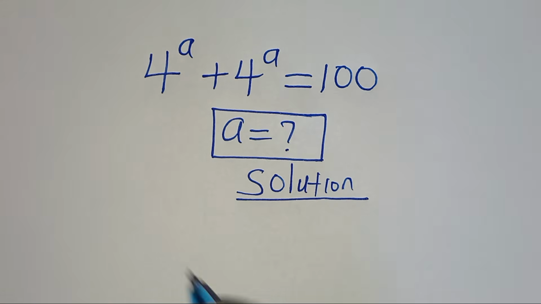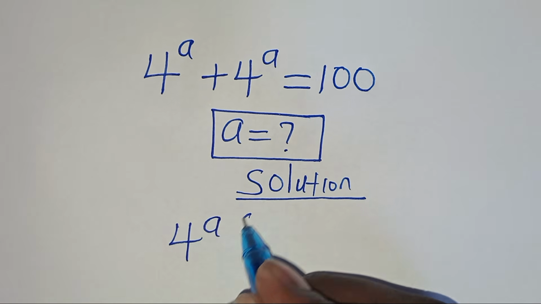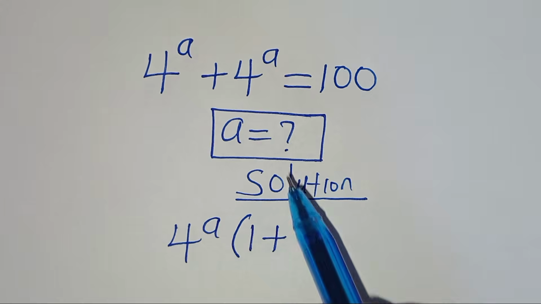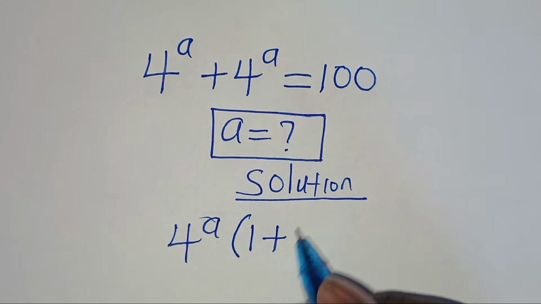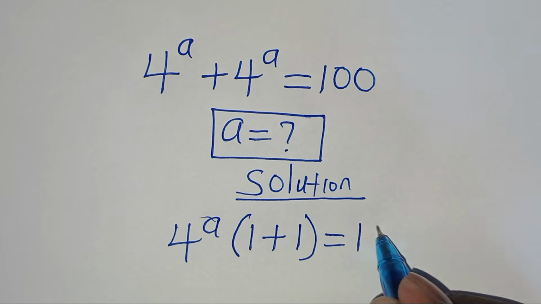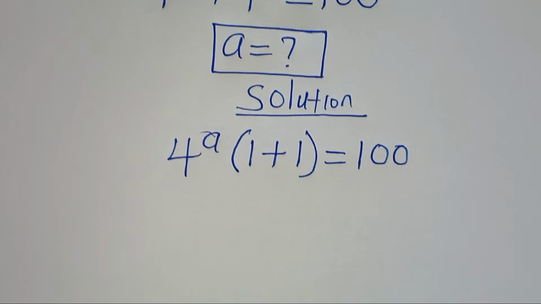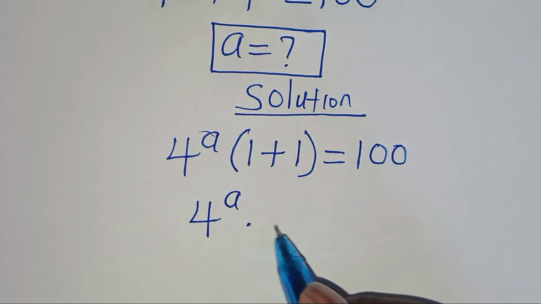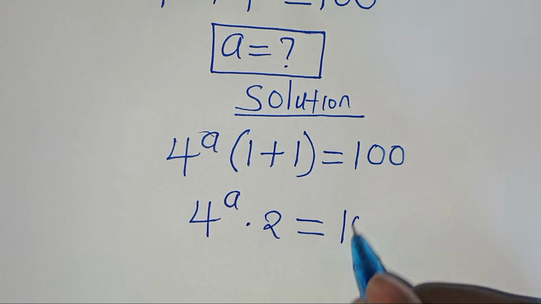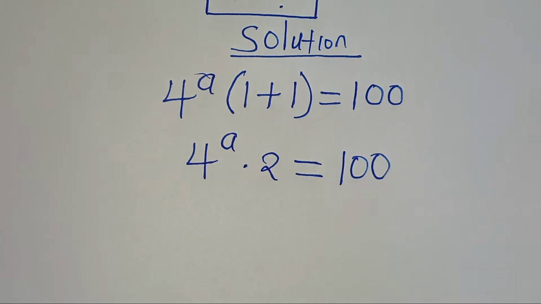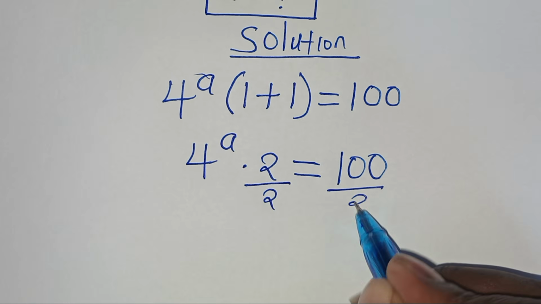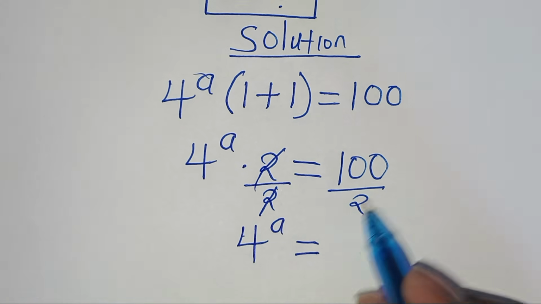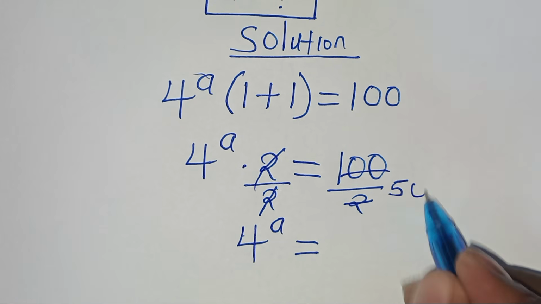So we have that 4 to the power of a. This is common. Let's factor out 4 to the power of a. So that 4 to the power of a divided by 4 to the power of a, this is 1, plus 4 to the power of a divided by 4 to the power of a, this is 1. This is equal to 100. So this is 4 raised to the power of a multiplied by 1 plus 1, this is 2, and this is equal to 100. So let's divide on both sides by 2, so that now 4 to the power of a, this is equal to 100 divided by 2, and this is equal to 50.